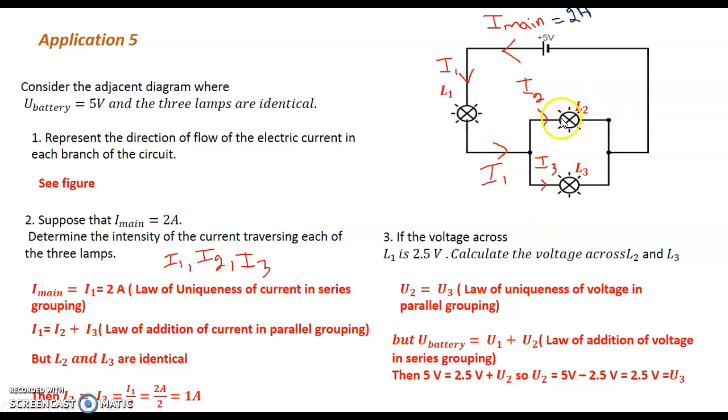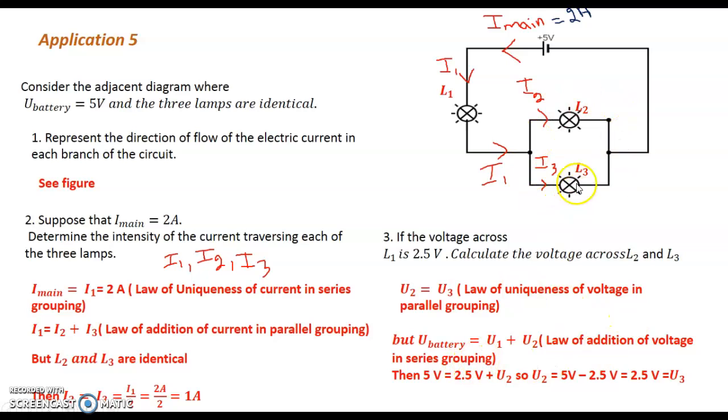Because if we take this parallel grouping as one package and check its connection to the L1 and to the battery, we find that they are connected in series. So the grouping, not one lamp, the grouping of L2 and L3 is in series with L1 and in series with the battery. So the voltage is additive by law of addition of voltage in series grouping.